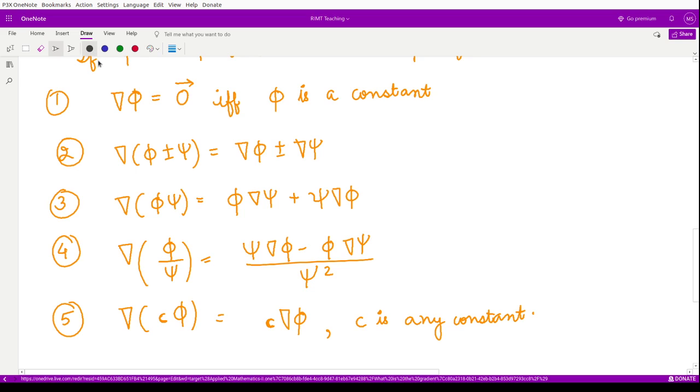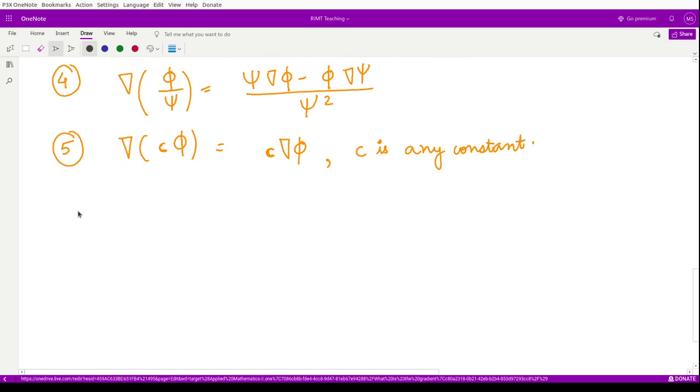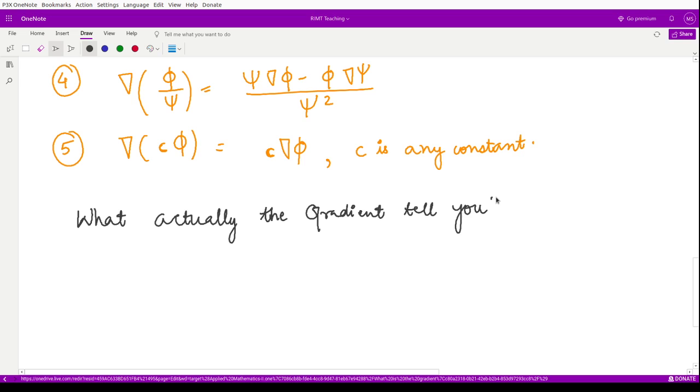Now next, we have to understand what is the meaning of gradient. What does the gradient actually tell you, right? So what is the physical meaning? Before defining that, let me define something known as level curves.